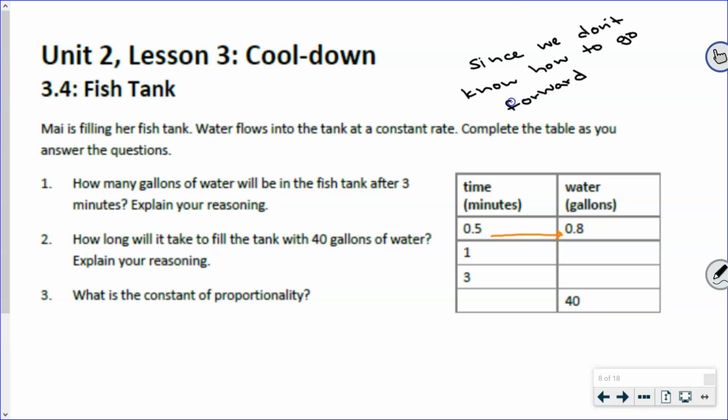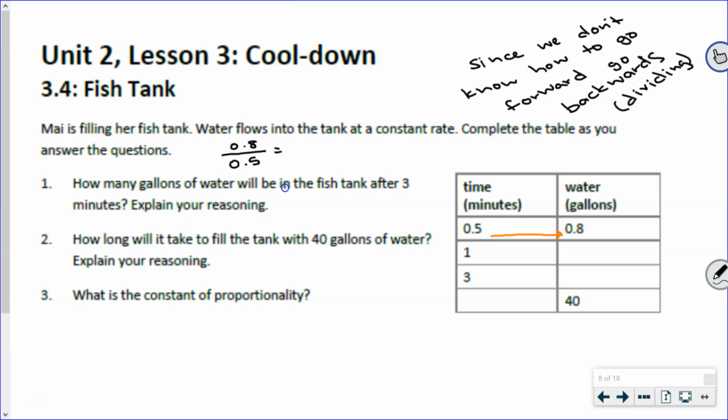Okay, that was your 30 seconds. That's time. What are we multiplying by? Anyone know off the top of their head how a 0.5 goes to a 0.8? Nobody? Since we don't know how to go forward, what's our strategy? Go backwards. Since we don't know how to go forwards, go backwards. That means we should be dividing. So what I should have typed into my calculator is 0.8 divided by 0.5. And what did you get when you did that?